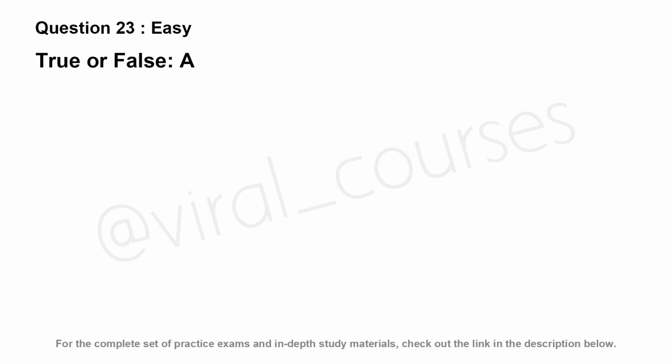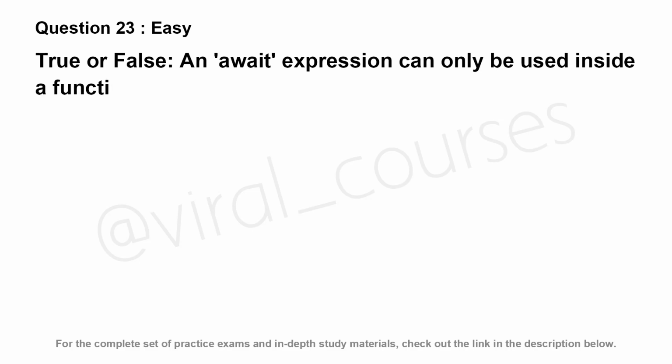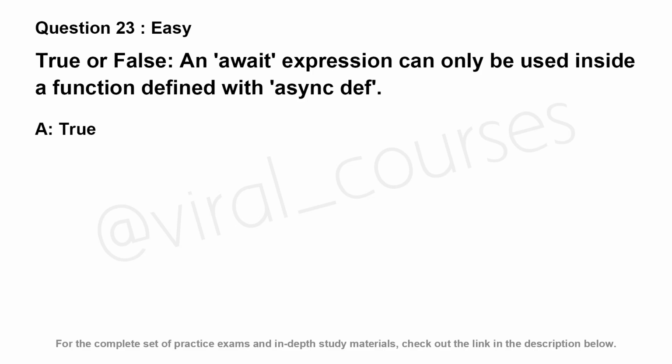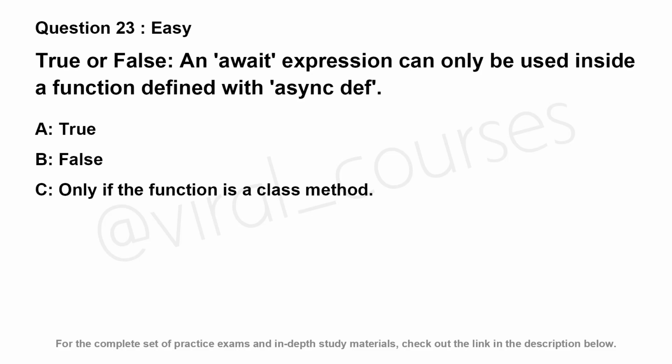True or false: an await expression can only be used inside a function defined with async def. Option A. True. Option B. False. Option C. Only if the function is a class method. Option D. Only in Python 3.10 and later.